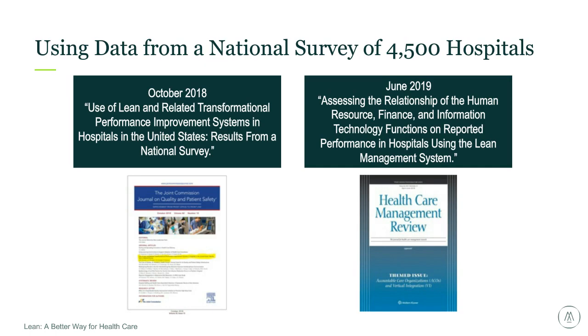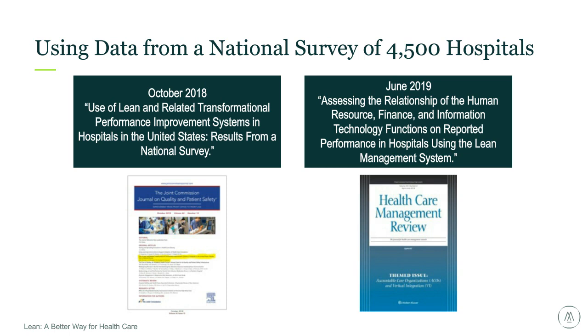In 2017, the first all-hospital national survey was conducted, and you can go on the CLEAR website to see those results. And the initial paper in 2018 about how is lean being used in transformational performance improvement came out, and in June of 2019, a derivative study on the relationships of HR, finance, and IT, which are critical factors in helping performance improvement go with success, has also been published.